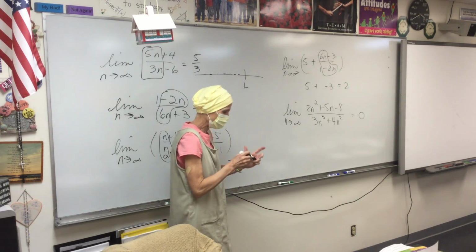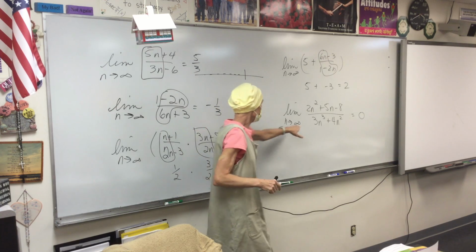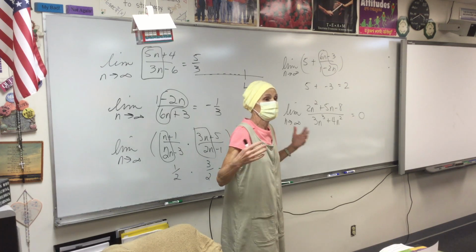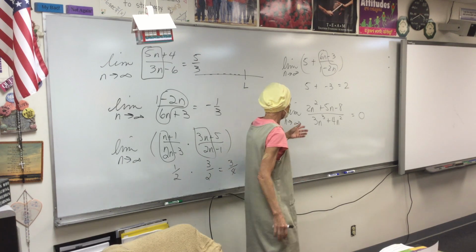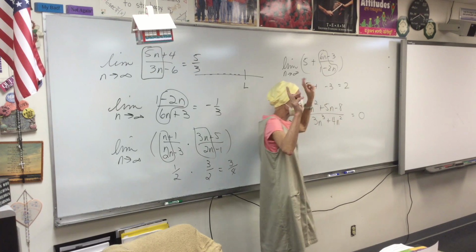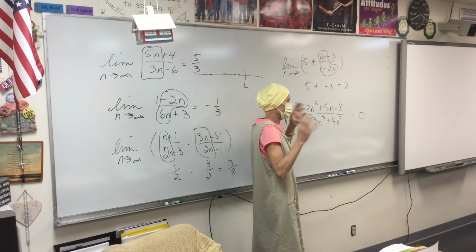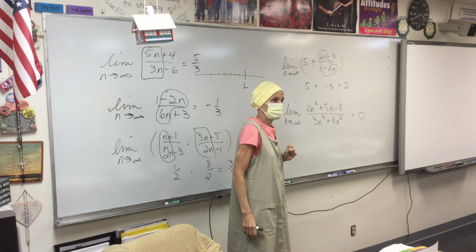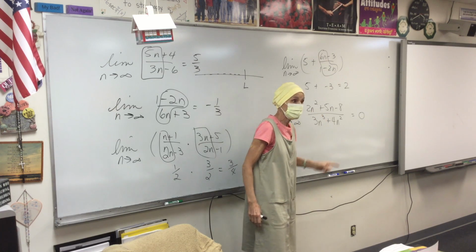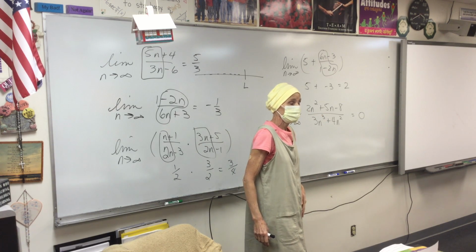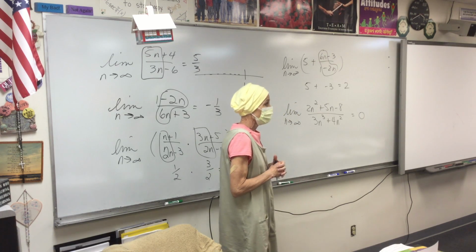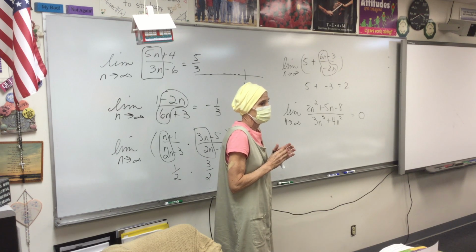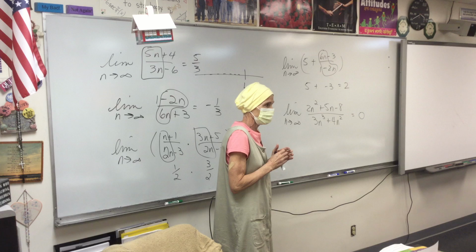I want you to think about letting n, remember, it's getting bigger and bigger and bigger. Let n be 1 billion. What is the most powerful term, or what term is the biggest in the numerator if you let n be 1 billion? 2n squared. And it would be really big, wouldn't it? Okay, let's look at the denominator. What's the biggest or most powerful term in the denominator? 3n cubed. Now wait a minute.